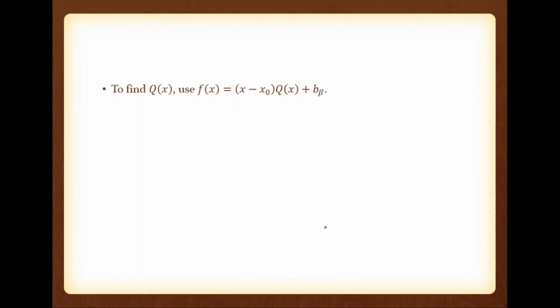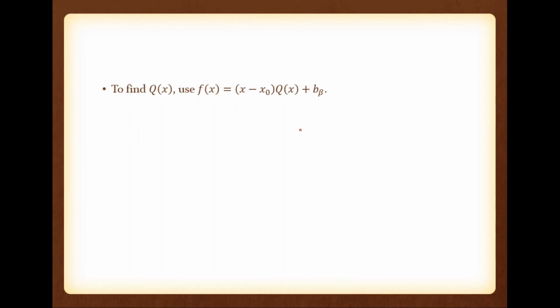What is q of x? q of x is equal to b0 x raised to beta minus 1 plus b1 x raised to beta minus 2 plus etc. plus b beta minus 1. That is q of x, and a remainder b beta. So we can substitute that.